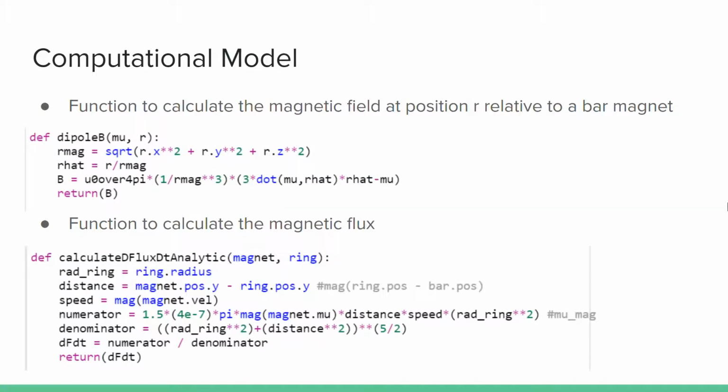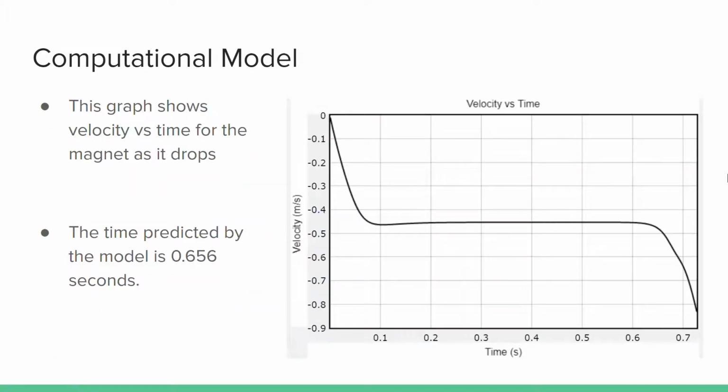For the computational model, a function to calculate the magnetic field at position r relative to a bar magnet and a function to calculate the magnetic flux were both necessary. The output of the computational model includes a cylinder which represents the aluminum foil and also the magnet dropping through it. Another output of the computational model is the velocity versus time graph.